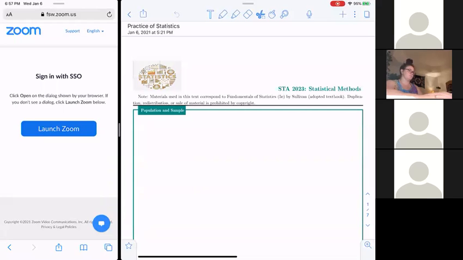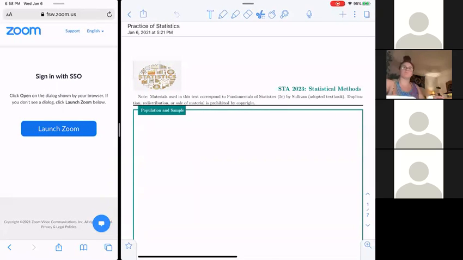Okay, so this is chapter 1, section 1, so 1.1, and it is on the practice of statistics. The section primarily covers terminology that we often use in statistics.